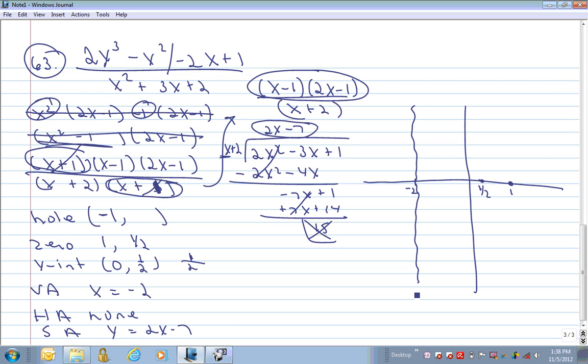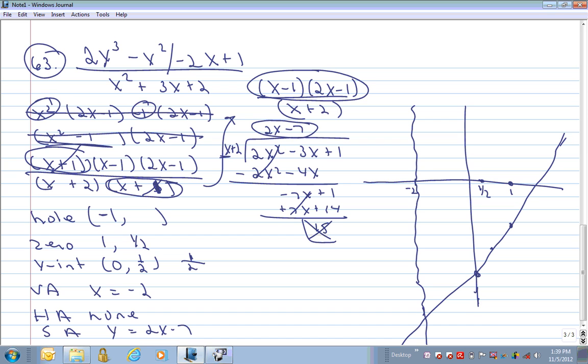Here's our vertical asymptote. We don't have a horizontal asymptote, and our slant asymptote, again, it's kind of hard to show without a grid, but the y-intercept would be way down here at negative 7. And our slope is 2. So up 2 over 1, up 2 over 1. It's going to look something like this, our slant asymptote.